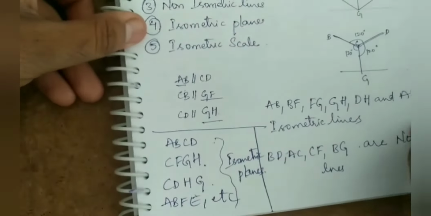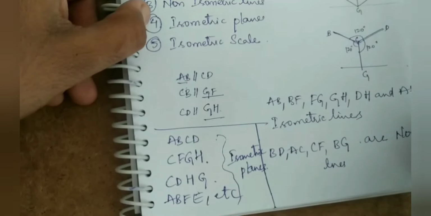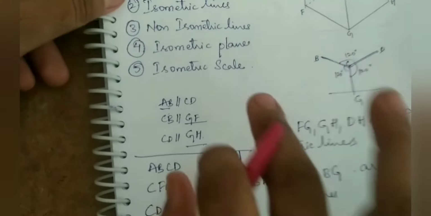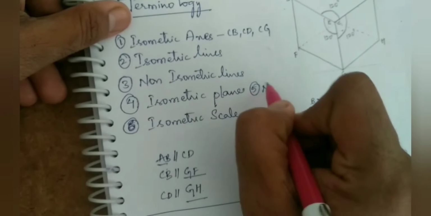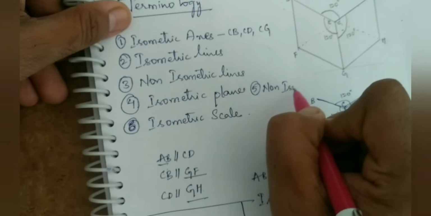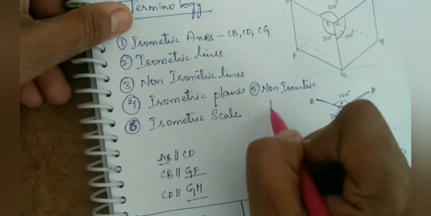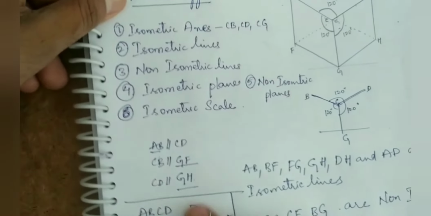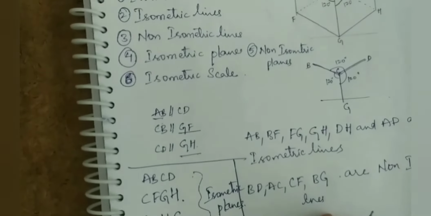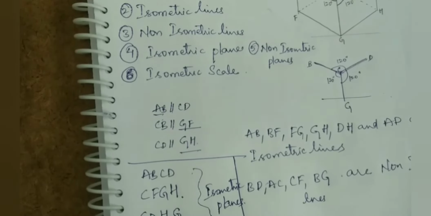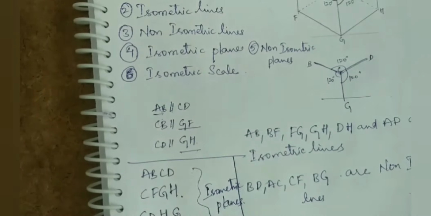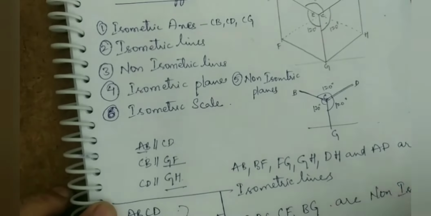Here one more point will be included, so let me mark this one as the sixth. Your fifth one will be non-isometric planes. What is meant by a non-isometric plane? The planes which are not parallel to isometric planes are known as non-isometric planes. You can just find out the points easily.